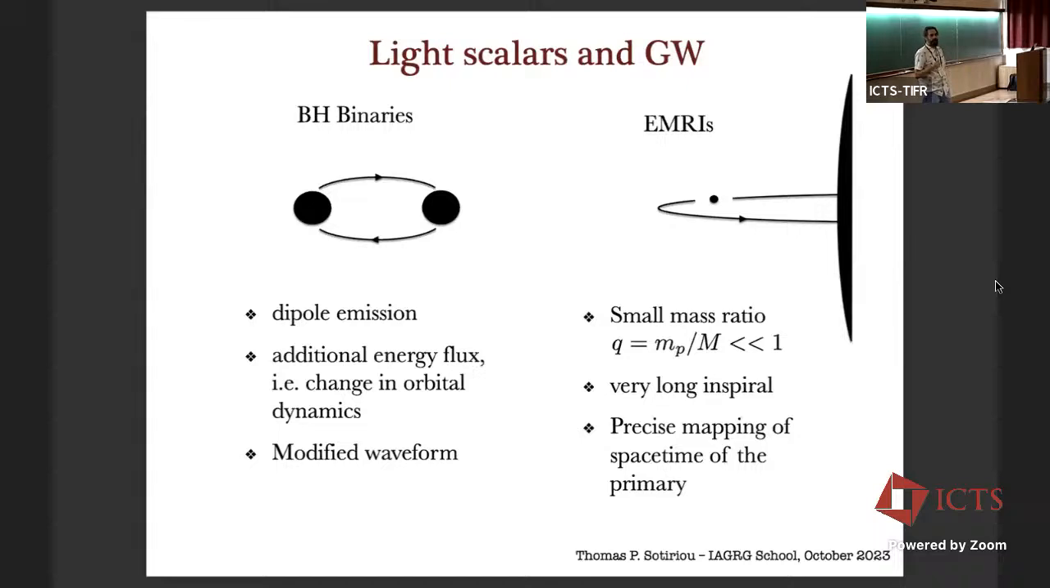And the idea was it maps very precisely the space-time because it performs so many orbits. It gives you a map of the space-time. We call this the secondary and this the primary. So it gives you a map of the space-time around the primary, and you can perform tests by checking if this space-time is actually Kerr, right? So that is the conventional thinking.